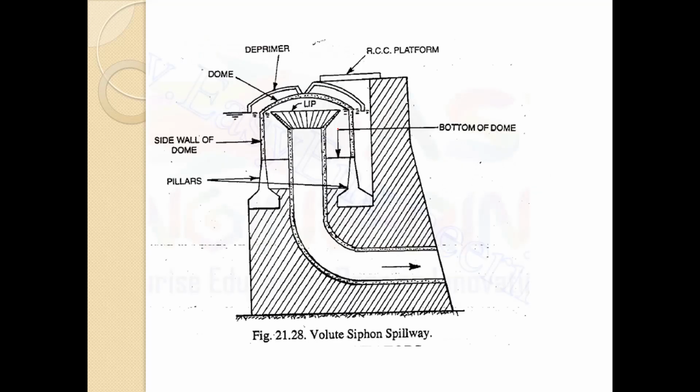This is the volute type of siphon spillway. It has been designed in India by Ganesh Iyer, as you can see over here. These are the depriming devices, and when this starts running full, pulling the water, till air goes inside, it will continue the flow of water. So this is the siphon type of spillways.